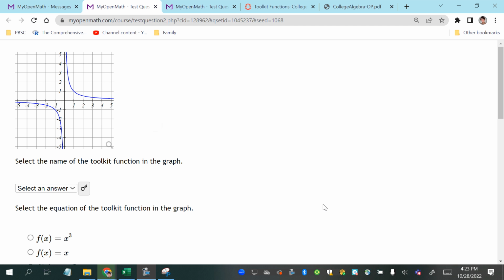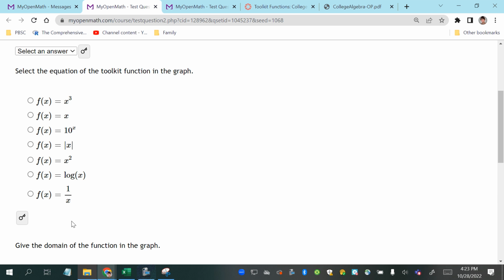For this question, we are given the graph of what appears to be a rational function because it's got some strange behavior where it appears to be avoiding some lines in the Cartesian plane. So it looks like it might be a rational function, and we are asked to select the name of the toolkit function in the graph.